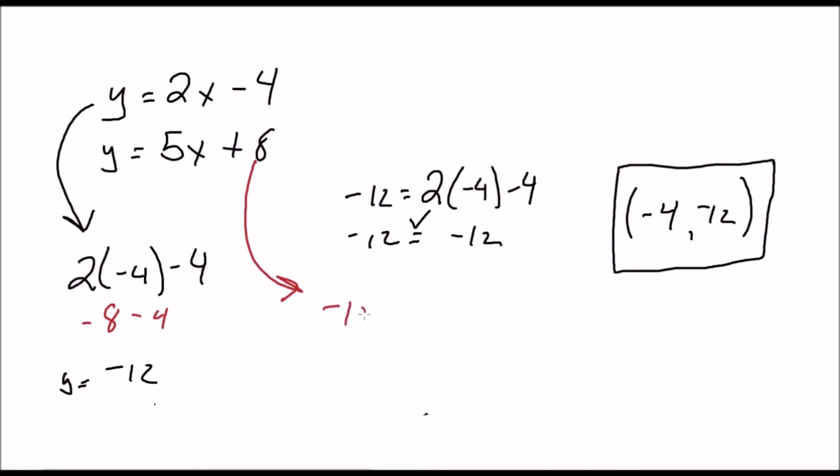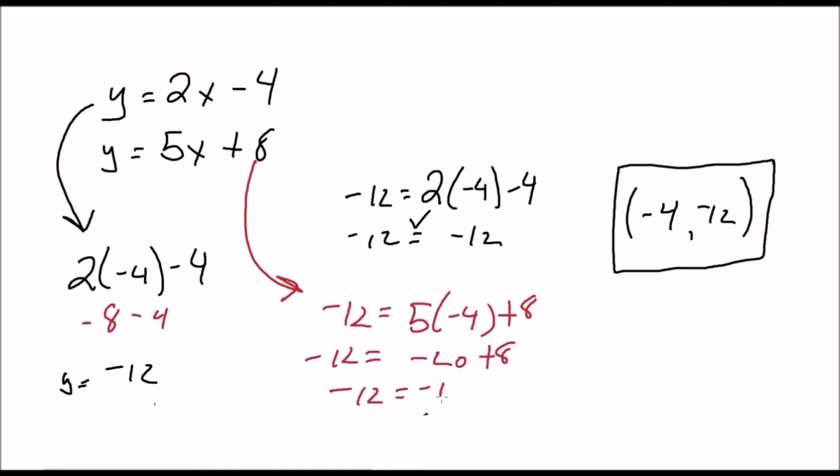We're going to have negative 12 is equal to 5 times negative 4 plus 8. Oh, now we have negative 20 plus 8 is equal to negative 12. Is that true? Well, yeah, it is. So this is a solution to the equation, or we have solved the system of equations. And we know at negative 4, negative 12, these intersect.